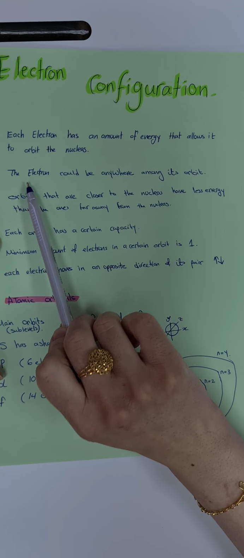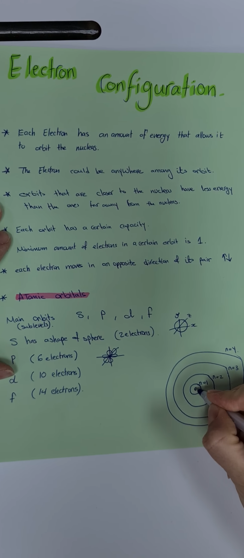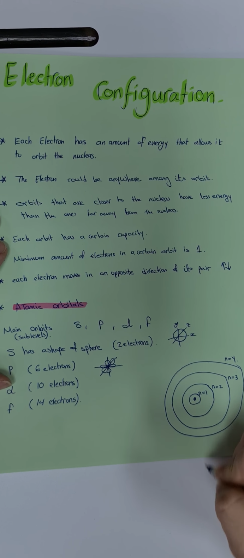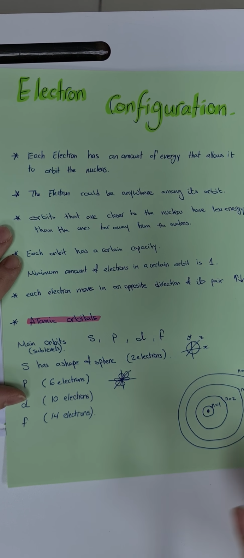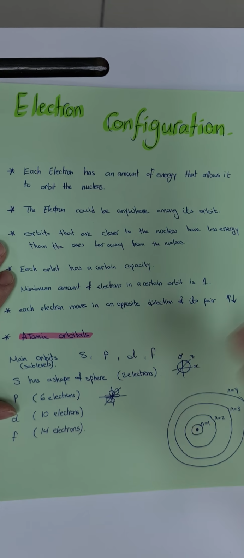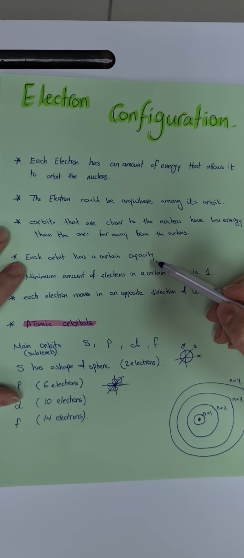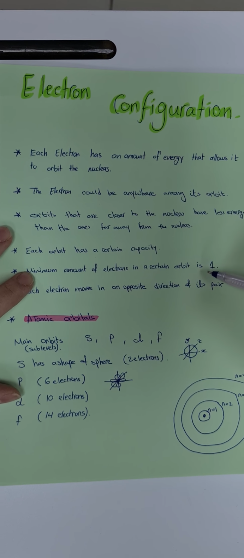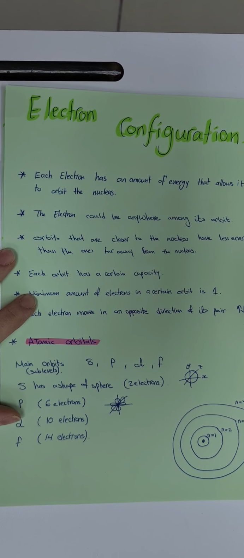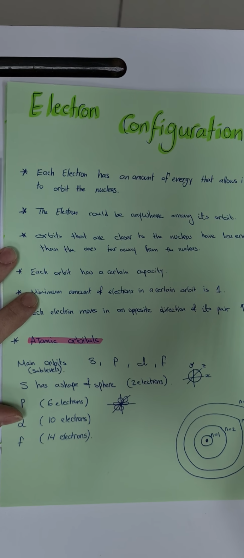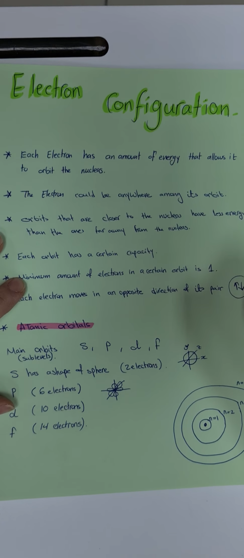The other thing, the electron could be anywhere, as I said. If you are closer to the nucleus, it means that you have less energy. Why less energy? Because the attraction of the nucleus keeps you in your place. Once you are far away from the nucleus, you will have more energy. Each orbit has a certain capacity, which we will discuss now, and the minimum number of electrons in any orbit should be 1. If I have more than 1 electron, the electrons should be a pair. Each space cannot hold more than a pair of electrons. These paired electrons move in opposite directions.